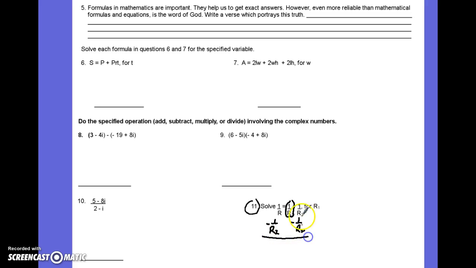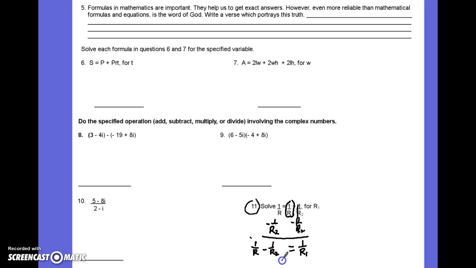So what are we left with? 1 over r2 will cancel. And on the left side, we'll have 1 over r minus 1 over r2. On the right, we'll have 1 over r1, which is almost what we want to get. We could flip this right side, and we'd have r1 over 1, which is the same as r1, and that will be equal to. The problem over here is that we don't have a common fraction. We've got two terms joined together by a negative.